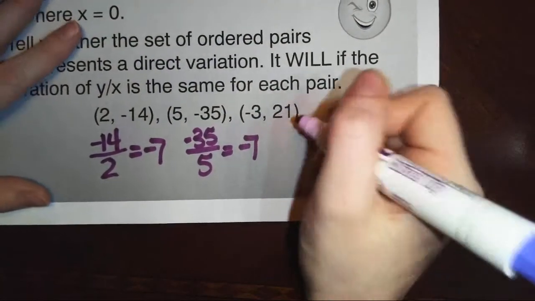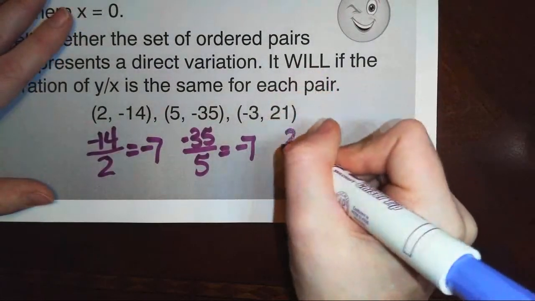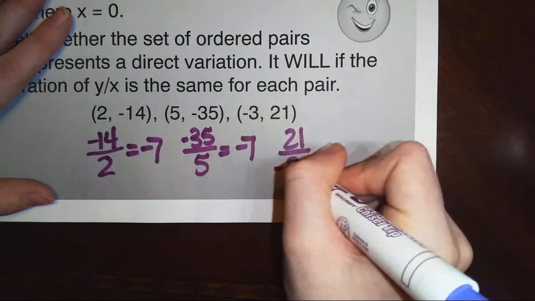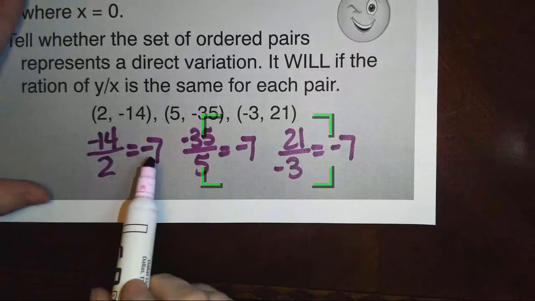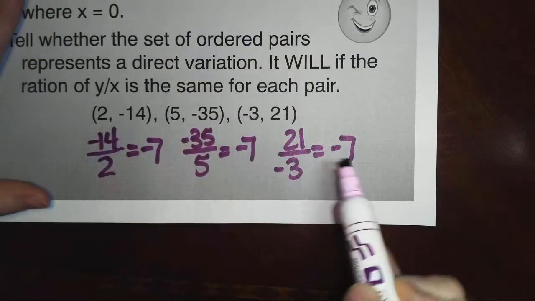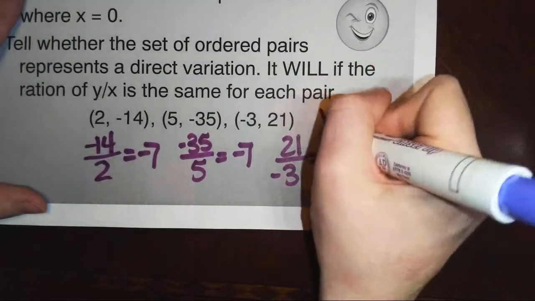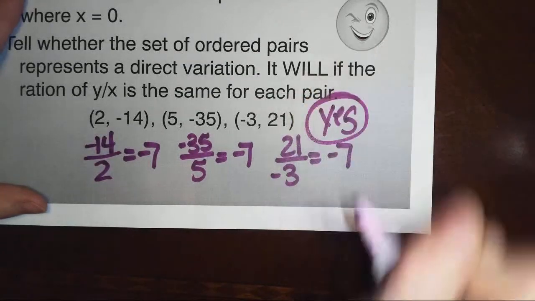Same thing. Now if I take my y here, 21, and divide it by my x, negative 3, I get negative 7. So since we are dividing y by x and getting the same number every time, this is a direct variation.